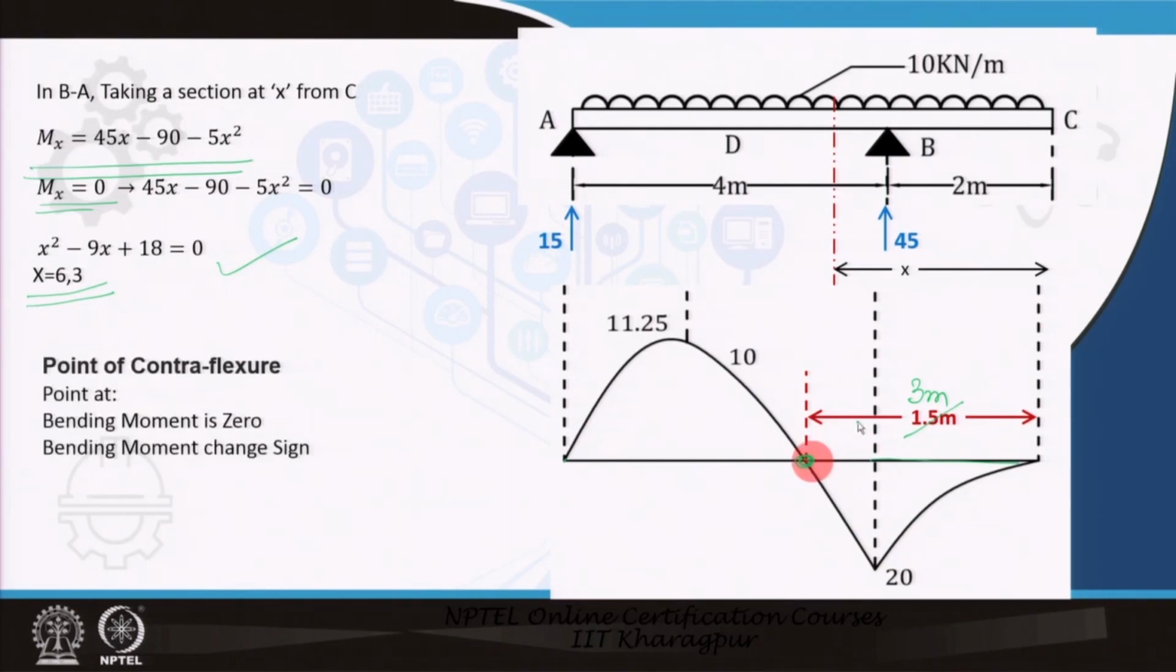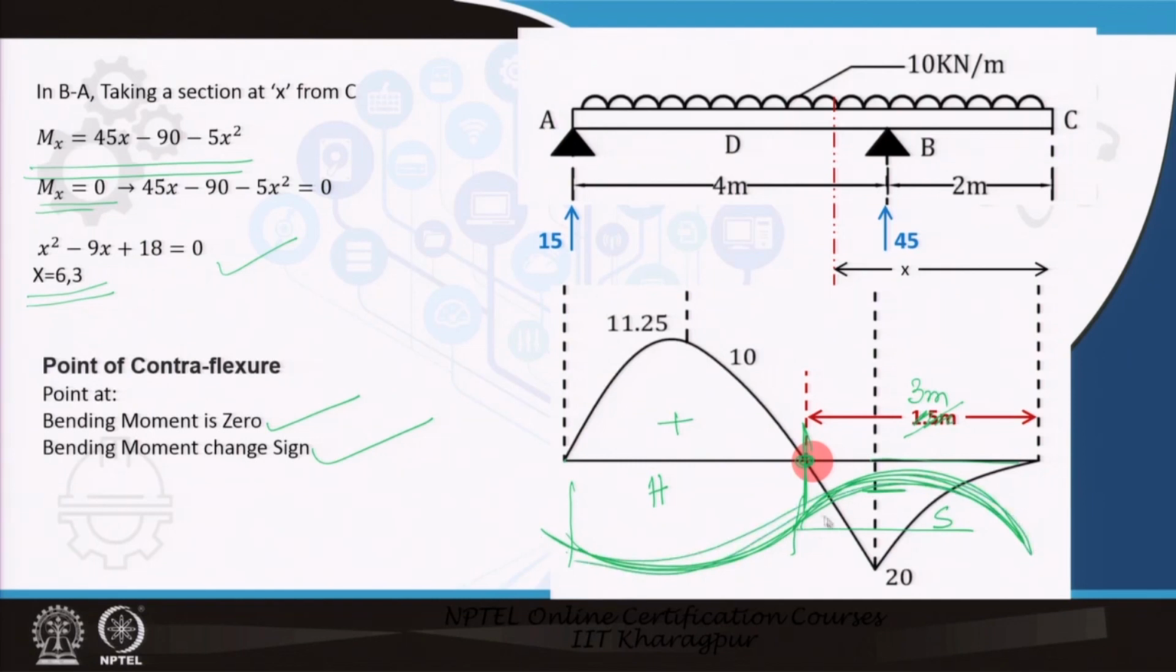So this point is called the point of counterflexure, because bending moment is 0 here and the bending moment changes sign. Why does the bending moment change sign? Because on the right side of this particular point, the bending moment is negative and on the left side it is positive. So this part is hogging and this part is sagging. So the beam is bending like this, and it changes sign.